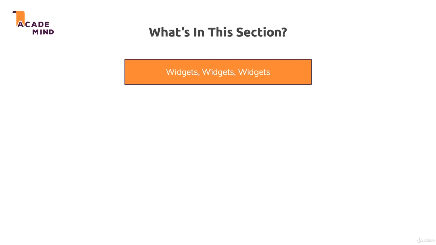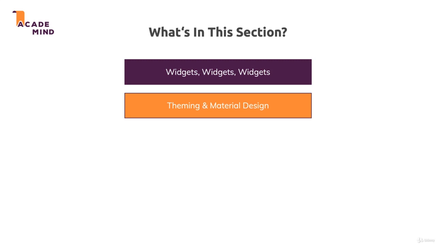Now, besides using widgets and configuring them, we'll have a look at theming and theming our app with the help of Material Design, which is Google's design language, which we'll use in this module. You will learn what theming is and how it works.